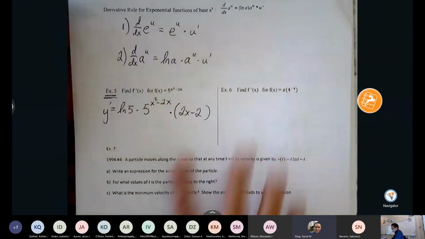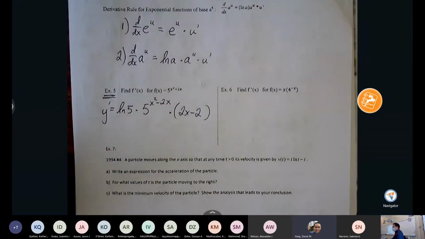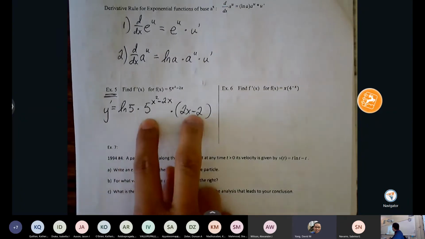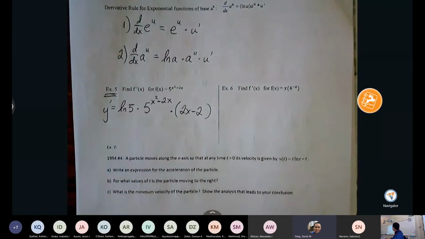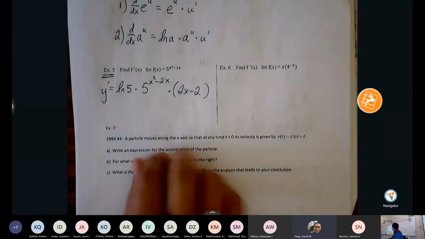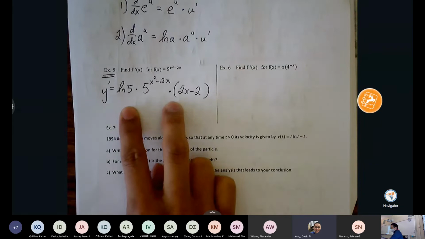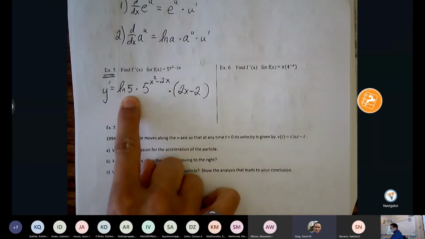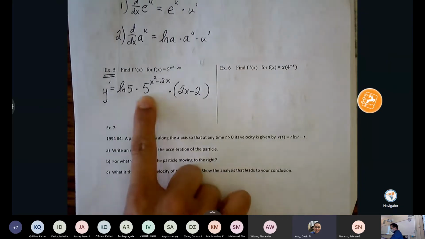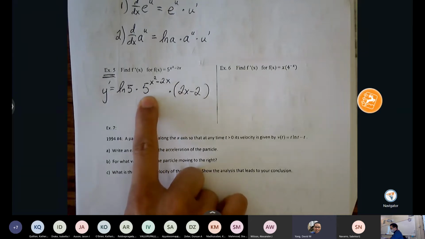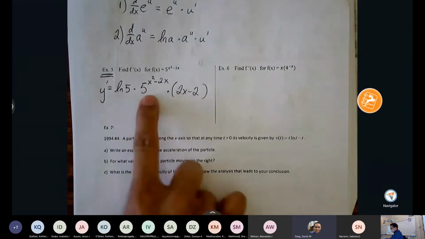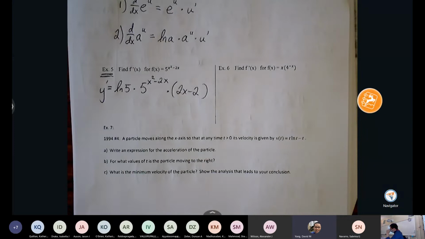Mm-hmm. So I want to just make sure that you guys see how similar it is, right? We just have to do a little bit of adjustment because it's not base e. But once you get past that point, it looks a lot like how we handled e to the u. There's not a lot of cleanup that we can do. This 5 is stuck inside natural log. We can't combine it with this 2. This 5 is connected to that x squared minus 2x. We can't multiply that 5 with anything either. So these have to stay separate.